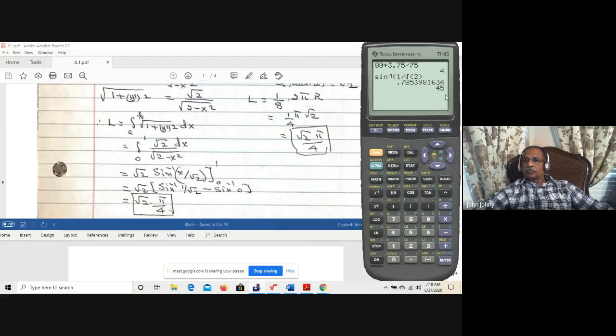So that is 45 degrees. So sine inverse of 1 over square root of 2 is 45 degrees. That is the same as pi over 4. So see, pi over 4, you can see that.